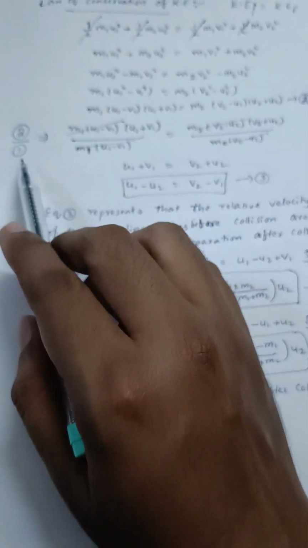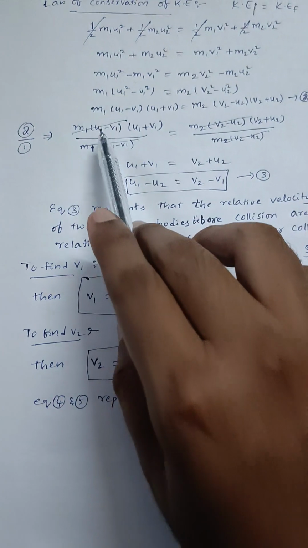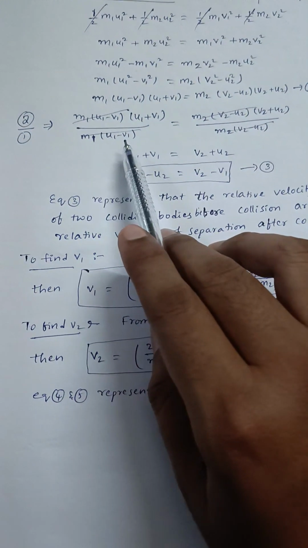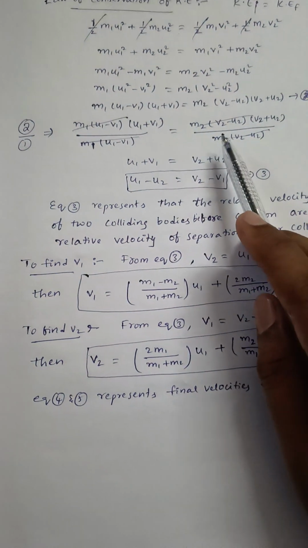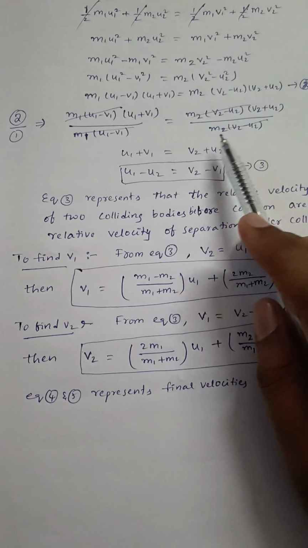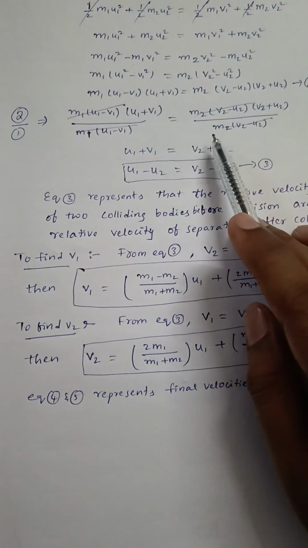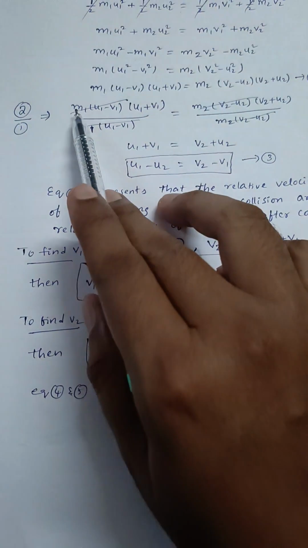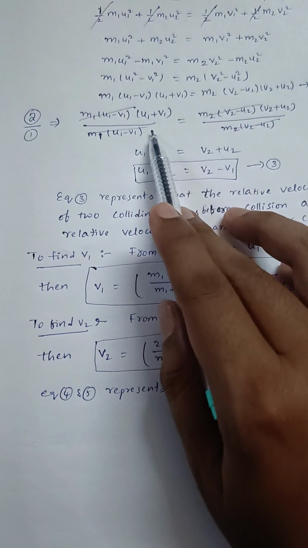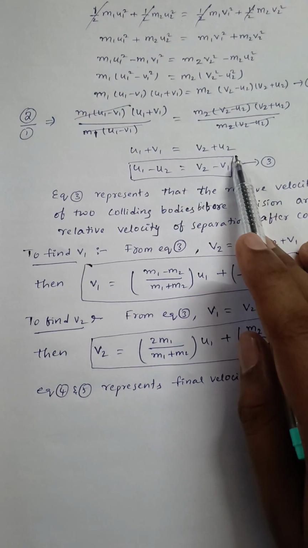Now dividing 2 by 1: m1 into u1 minus v1 into u1 plus v1, divided by m1 into u1 minus v1, is equal to m2 into v2 minus u2 into v2 plus u2, divided by m2 into v2 minus u2. The m2 into v2 minus u2 terms cancel, and the m1 into u1 minus v1 terms cancel. The remaining term is u1 plus v1 is equal to v2 plus u2.